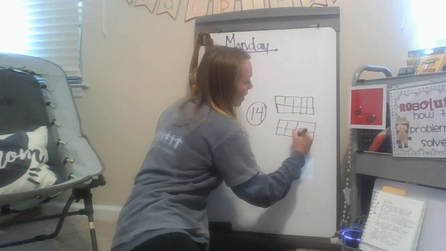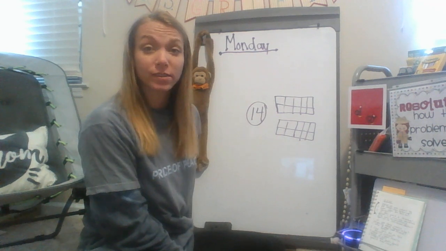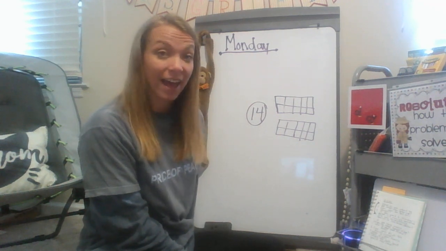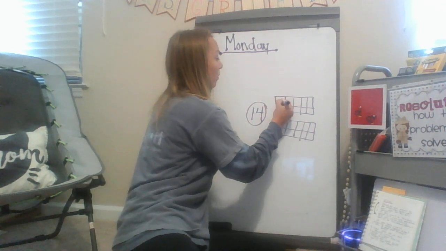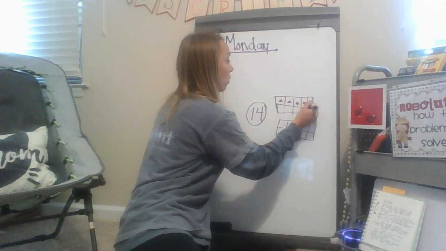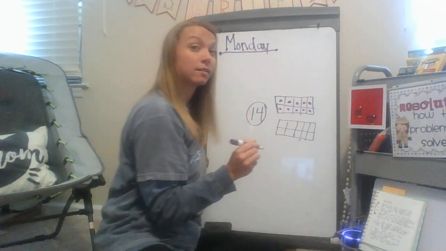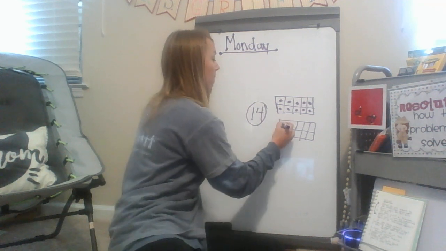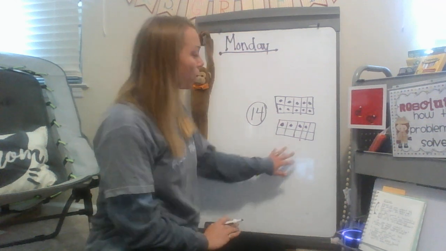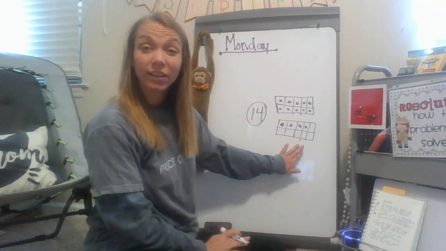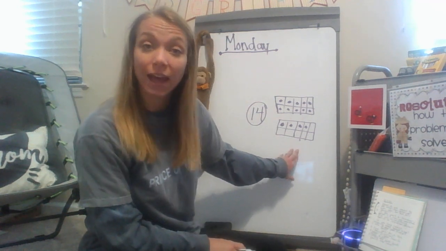As you're drawing, think about how much you'll be able to fill in your 10 frames. How many groups of 10 are we going to have? Well, let's draw our dots and see how many. 1, 2, 3, 4, 5, 6, 7, 8, 9, 10. One group of 10. 11, 12, 13, 14. We are slowly making our way to filling that second 10 frame. Eventually, we'll have 2 groups of 10.